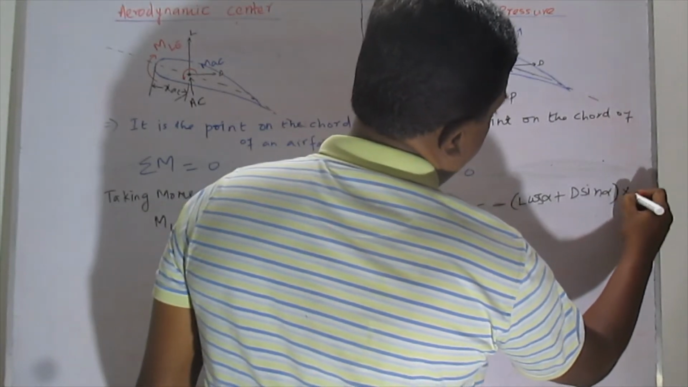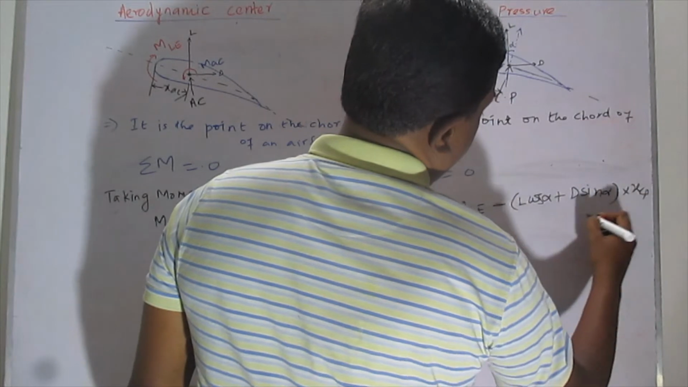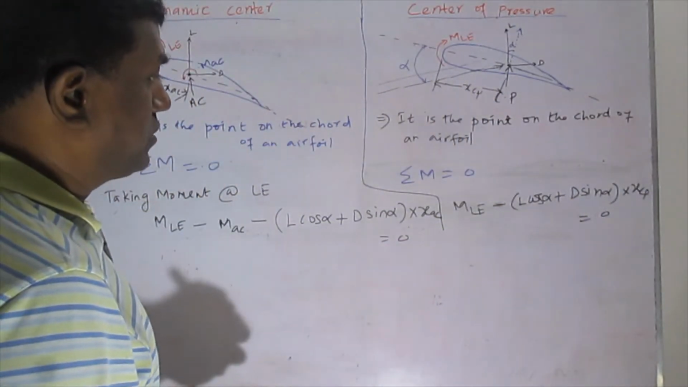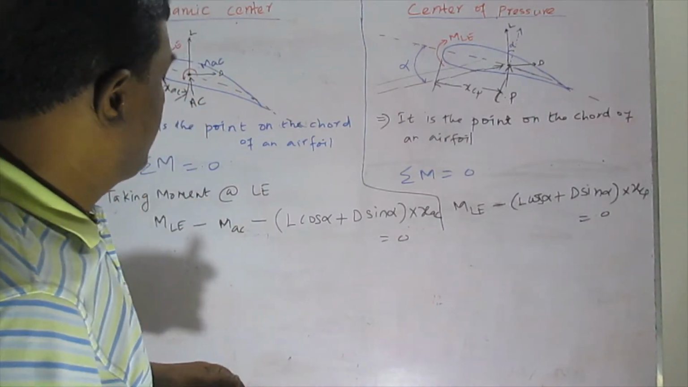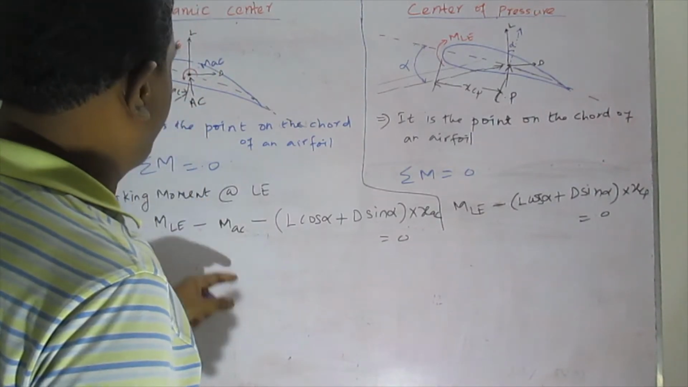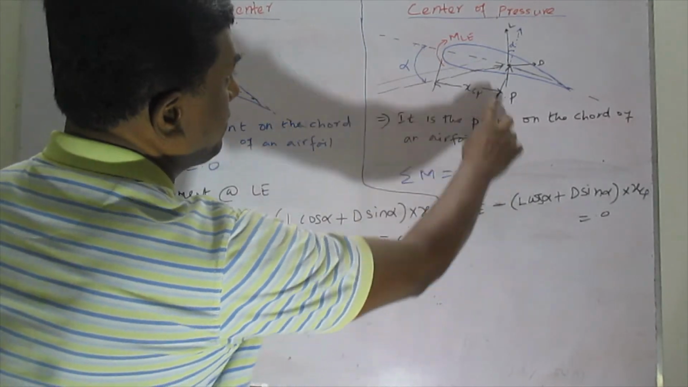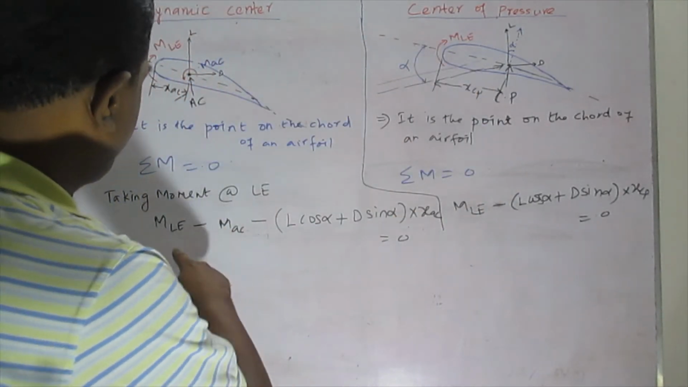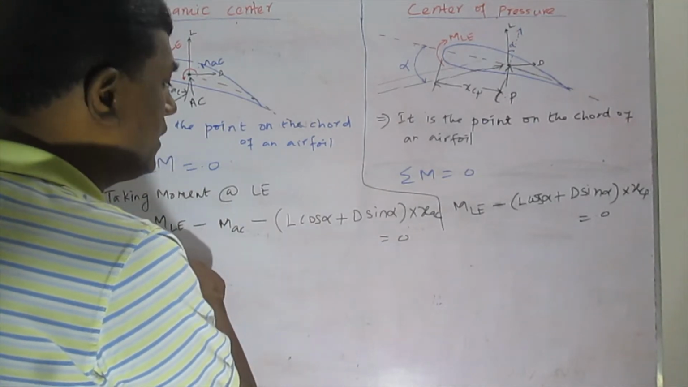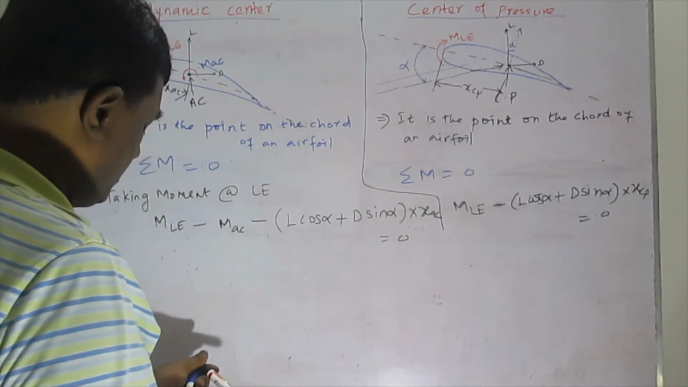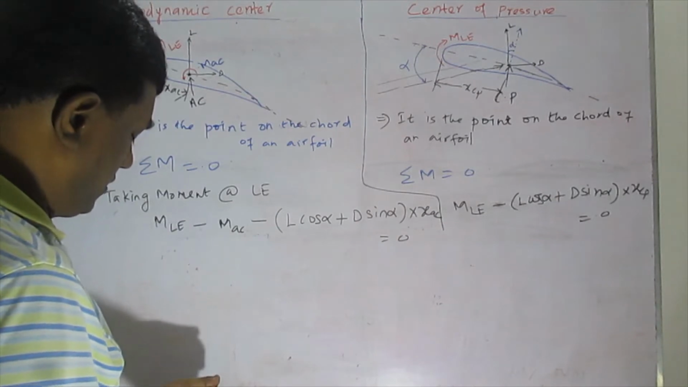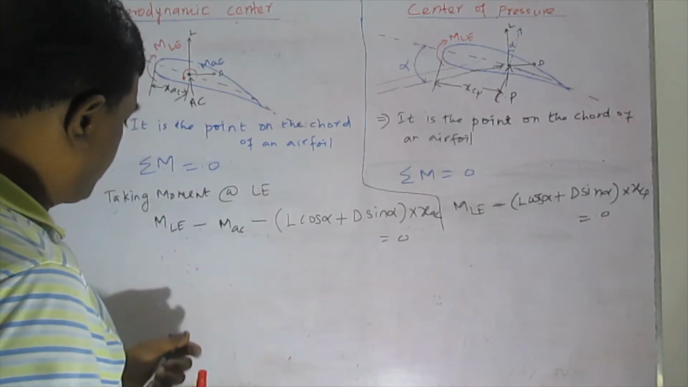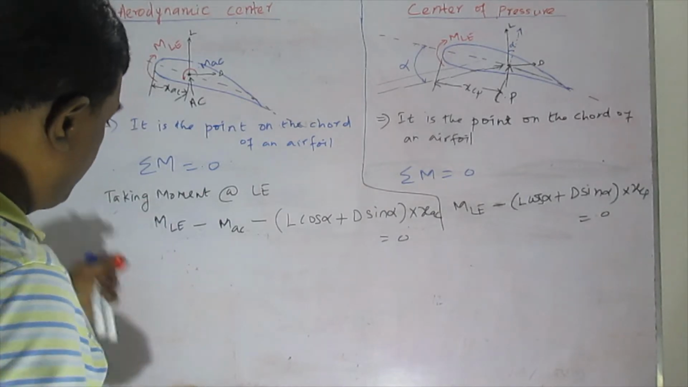into XCP equal to 0. So this is the summation of the moment in both the cases: summation of the moment about the aerodynamic center and summation of the moment in the center of pressure case. So now, because both are about the leading edge, now I can equate. So we can equate the moment with respect to the aerodynamic center, that means with respect to the leading edge.